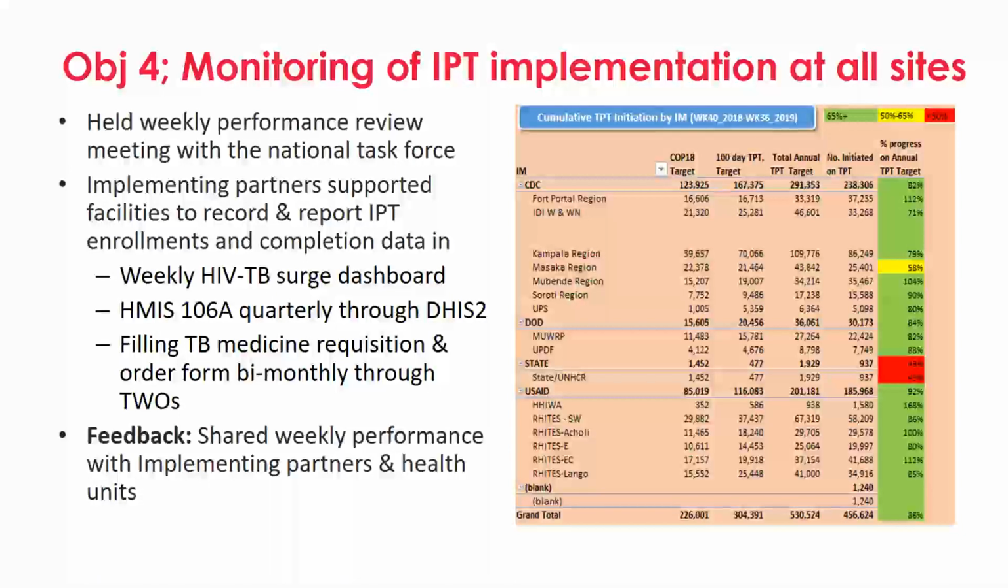Then for monitoring, we held weekly performance meetings at the national level, and this was done by the national task force that had been formed for this purpose. And working with implementing partners, they supported the health facilities to record and report IPT enrollment and completion in the weekly HIV/TB surge dashboard that had been designed for monitoring the poorly performing indicators, but also on a quarterly basis to make sure that this information was put into the national HMIS database, the DHIS2. The implementing partners also made sure that they support the facility to fill in the web-based ordering system for TB drugs to make sure that they put in the right requisitions for the medicines that were required.